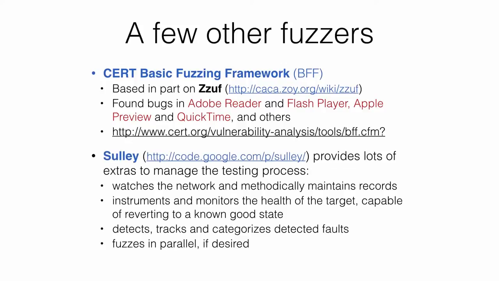Sully is a fuzzing tool that provides lots of extras to manage the fuzzing process. In addition to the core technology of generating random inputs to find useful test cases, Sully will watch the network and methodically maintain records about what's happened, instrument and monitor the health of the target, capable of reverting to a known good state if things go awry, detecting, tracking, and categorizing detected faults, and even fuzzing in parallel if that's desired.